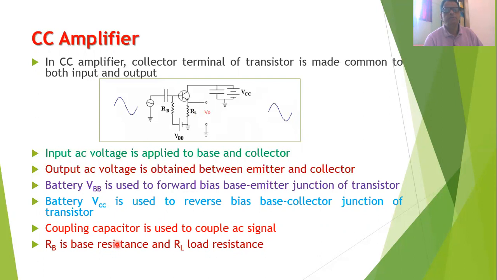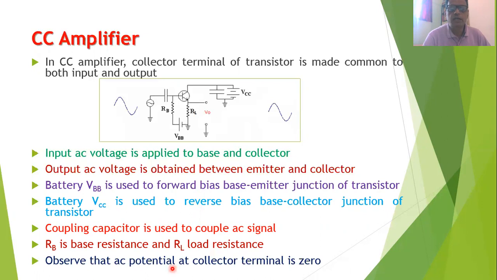Resistance RB is the base resistance and the resistance RL is the load resistance connected to the emitter terminal of the transistor. And observe that the AC potential at the collector terminal is 0 because of this capacitor, and therefore we can say that the collector terminal of the transistor is made common to both input and output.